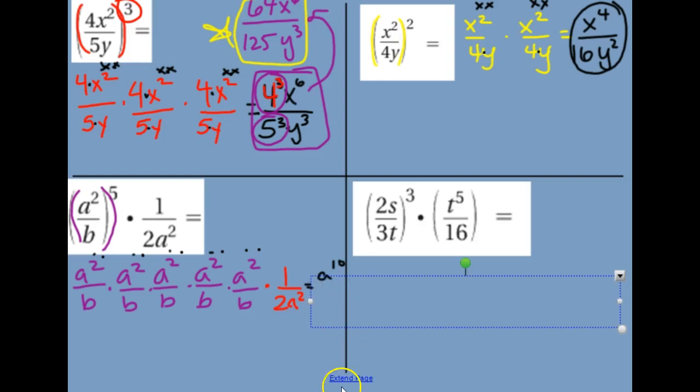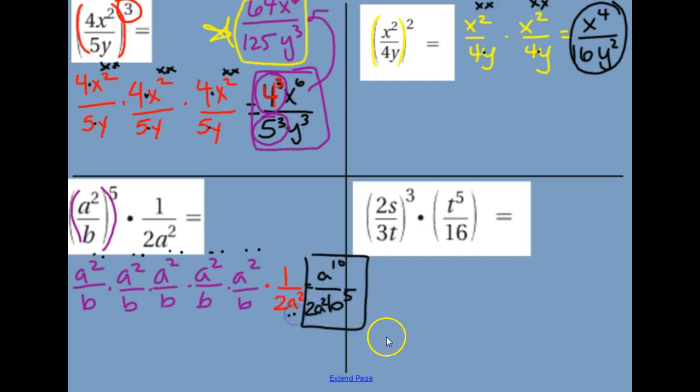And then on the bottom, we have b times b times b times b times b, which is b to the power of 5. But we always write our terms in alphabetical order. We also have a 2 on the bottom, and we have an a squared, because that's 2 a's there. So this would be an okay answer. However, I would not accept it because we have a's on the top and a's on the bottom. We need to simplify this.